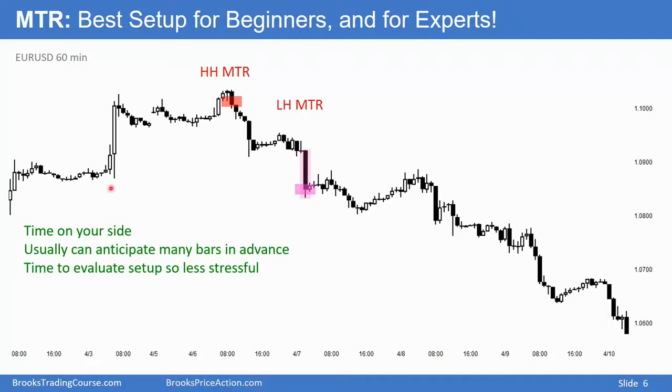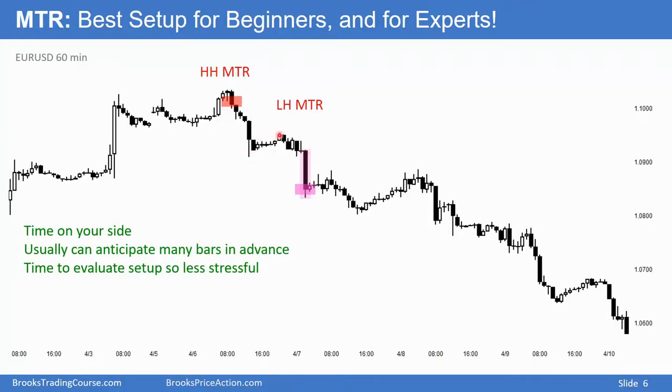We have a bull trend, and the market's going sideways for a lot of bars. Maybe this could be the final bull flag. Also, it's the third push up. 1, 2, 3. So it's also a wedge top in addition to a final flag top. Traders will anticipate that, and they'll look to sell a reversal down.